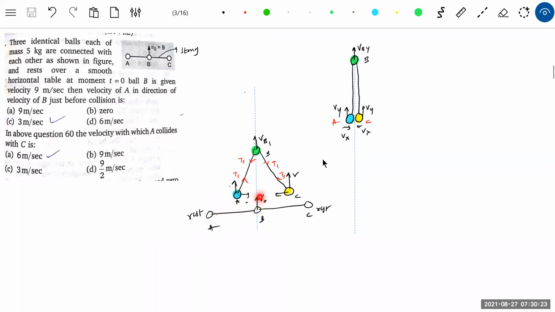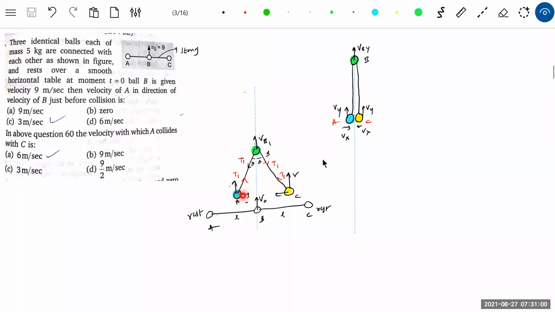Then B has to move along this vertical line. Any reason for that? What is the net force on B at all times? Look at the component of tension. This length is L, symmetrically placed, as in the diagram. So the net force on B at any instant, along the x-axis, will be 0. This tension does negative work on ball B and positive work on balls A and C.